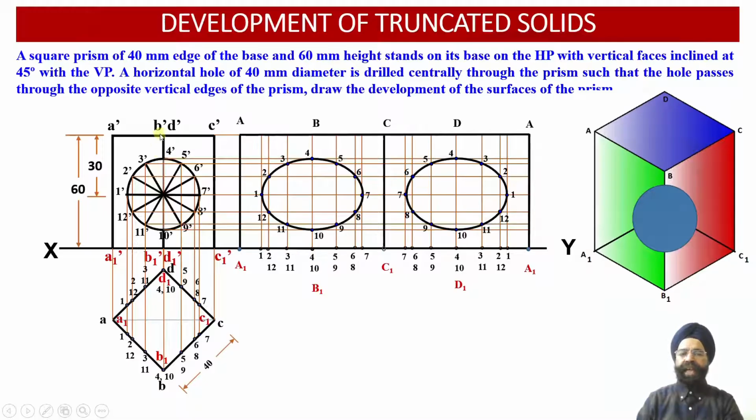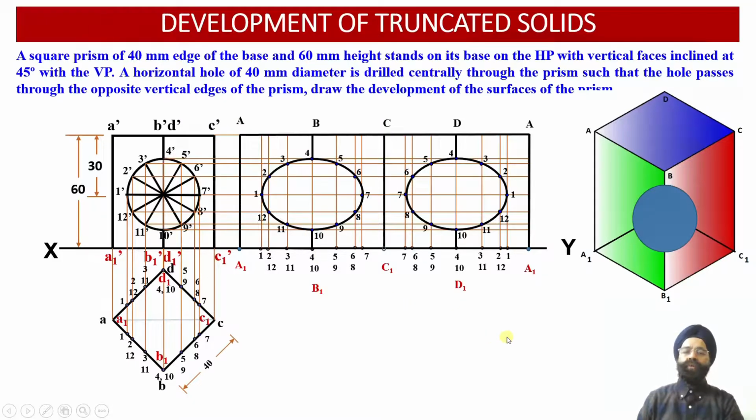And now we know that this portion of the edge B dash B1 dash and this portion of the edge B dash B1 dash have not been intersected by the cutting plane. So now we need to join this portion and this portion. Similarly, corresponding to the vertical edge D dash D1 dash, this portion has not been cut and this portion has not been cut. So now we are going to join these two portions of the developed surface over here.